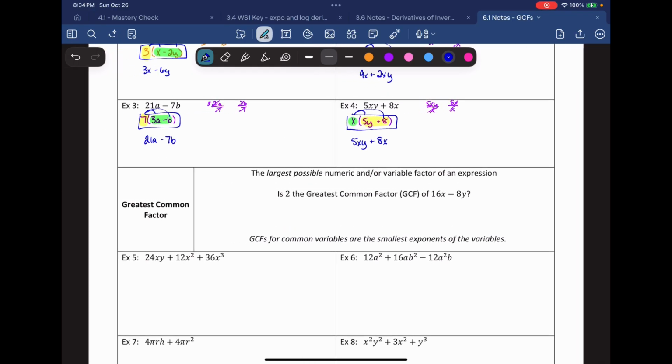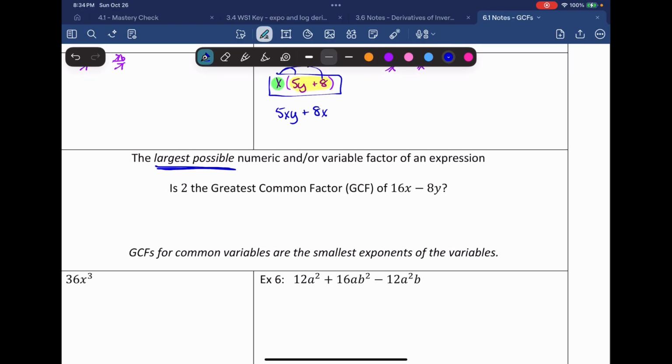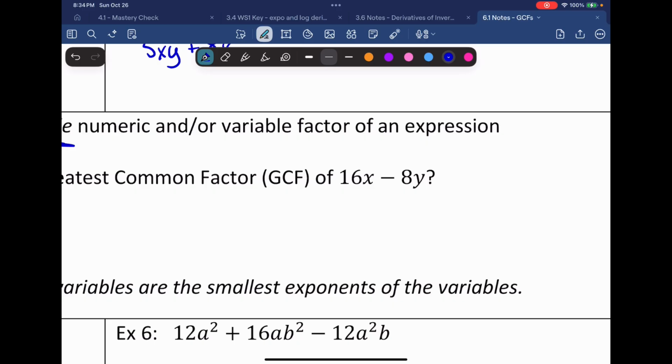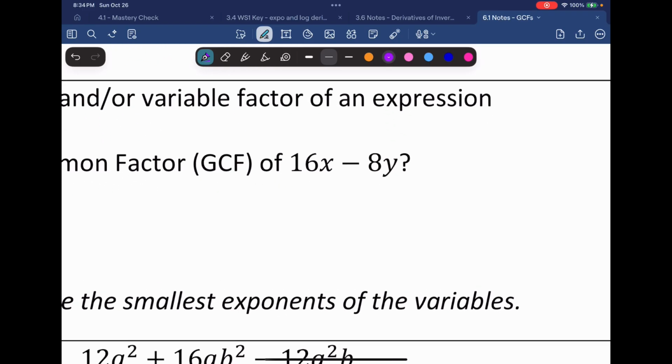Now, greatest common factor is the largest possible numeric and or variable factor of an expression. So it's the biggest thing that you can divide out. So if I were to ask, is 2 the greatest common factor of 16x minus 8y? Well, if I factor out that 2, so if I take 16x divided by 2, that's 8x. Take 8y divided by 2, that's 4y. And then we look and see what's left, and I can divide again. So 2 is not the GCF.